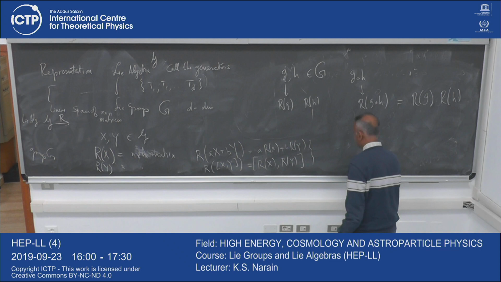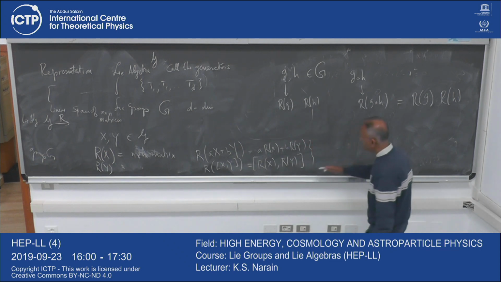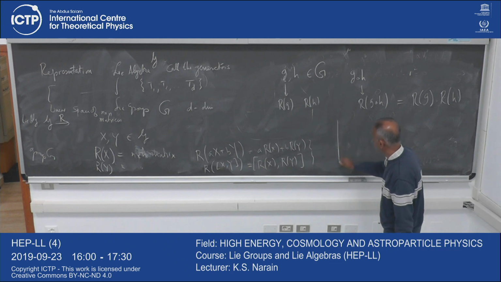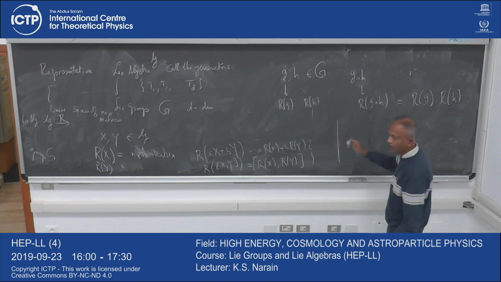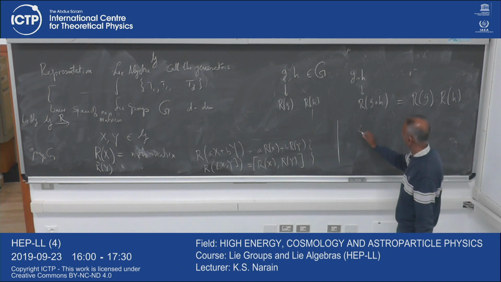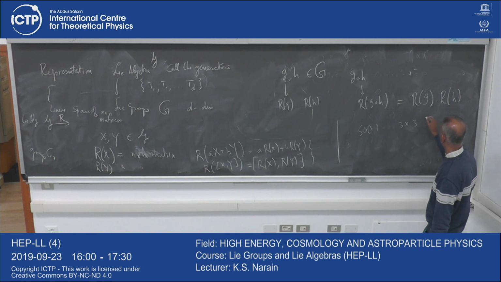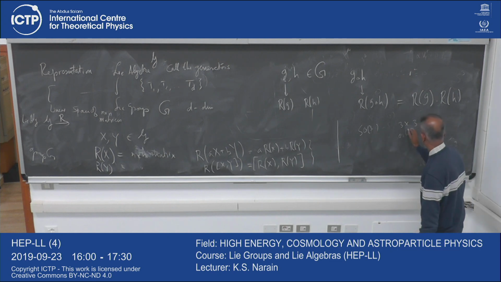But of course, what will happen is that the definition is more complicated. If you want to define, let's take SO(3). You already know SO(3) from quantum mechanics courses, right? SO(3) is 3 by 3 matrices which are orthogonal, special orthogonal.